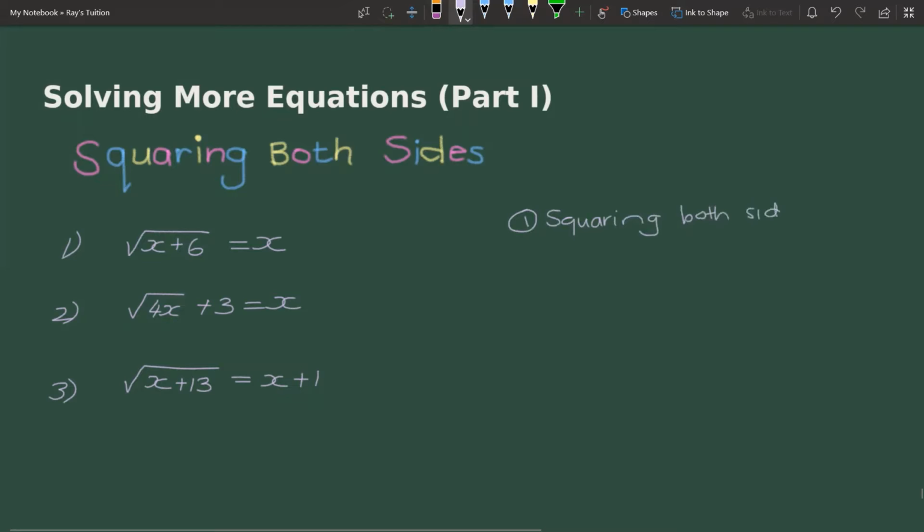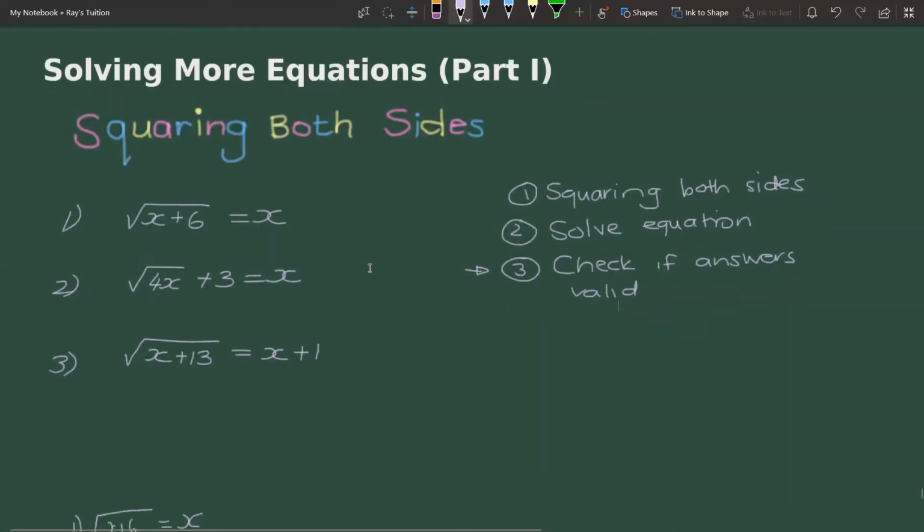And then once we've squared both sides, you solve as you usually would, whether it's a linear equation or a quadratic equation, using the methods that apply. And then finally, the last step is to check if answers are valid. So that's the additional part of squaring both sides. We have to check if our answers are valid. So we have 3 examples over here. Pause it now if you would like to attempt it, and then we can go through it together.